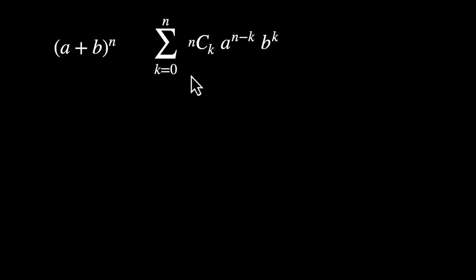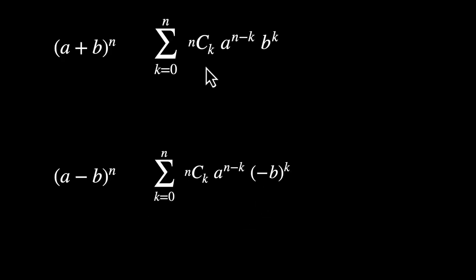Let's see. The first was a plus b to the power n. This was its expansion. Then we had a minus b to the power n, and this was its expansion. Everything the same except for b, we have minus b here. What can we do with a and b? Well, we can put in a as 1 and b as x. We'll get 1 plus x to the power n. That's a very useful expansion. If you do the same thing here, we'll get 1 minus x to the power n.